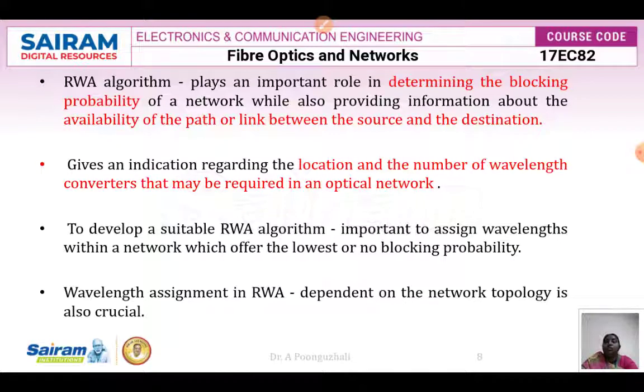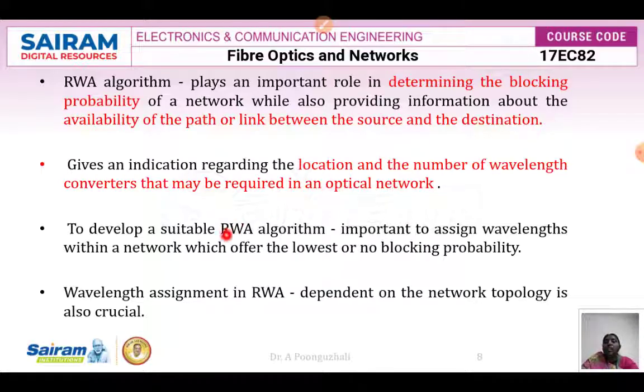So the routing and wavelength assignment algorithm is going to play an important role. It is going to determine the blocking probability of a network, and it is also going to provide the information on the availability of the path or the link between the source and the destination. It is going to give an indication regarding the location and the number of wavelength converters that may be required in an optical network.